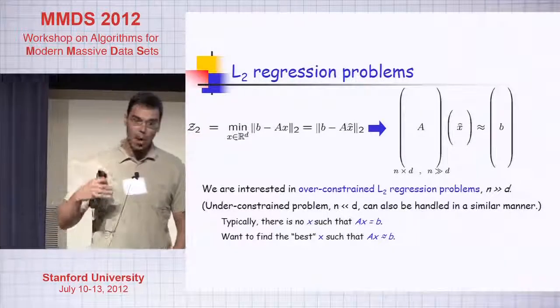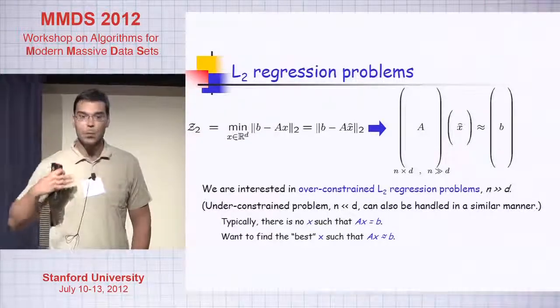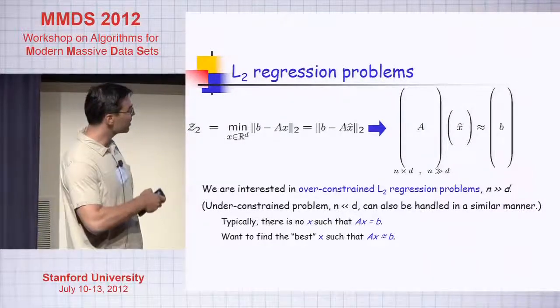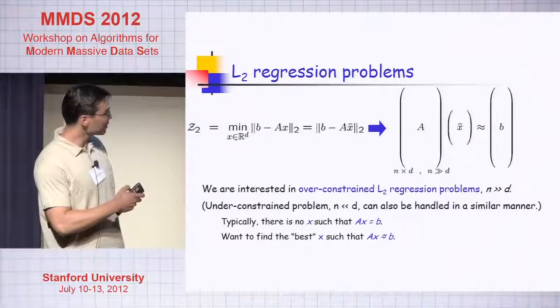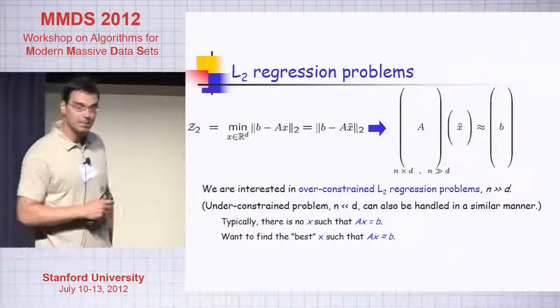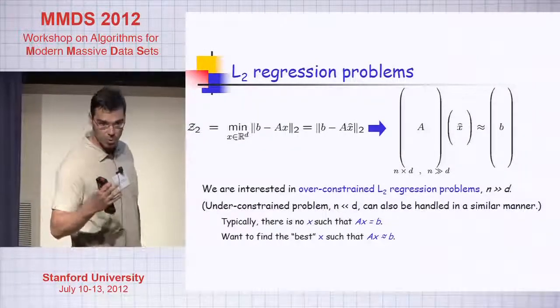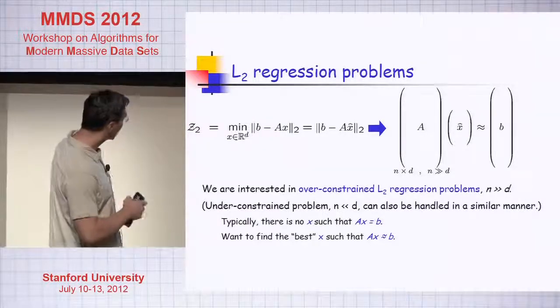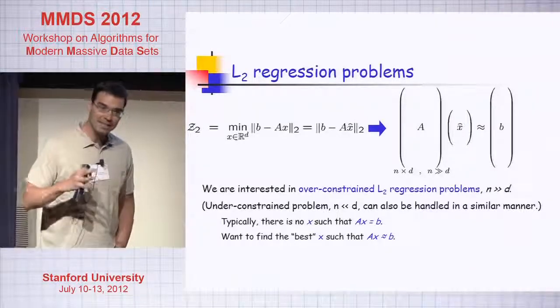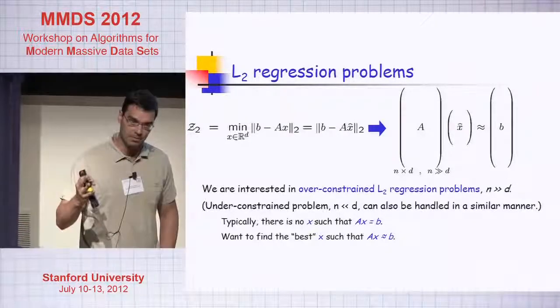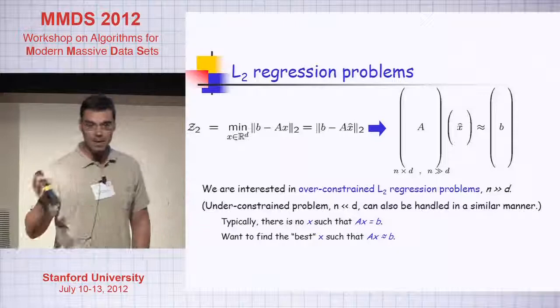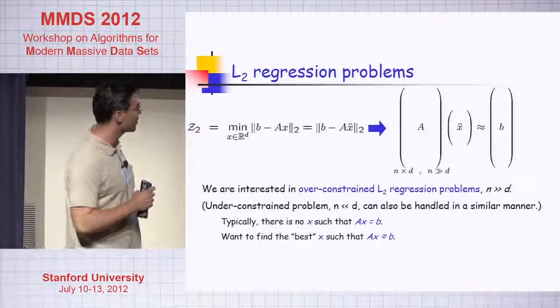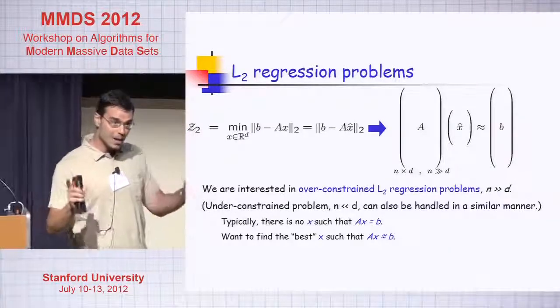I'm going to be looking at the over-constrained case. So I have way more constraints than variables. If you want, in matrix language, if this is an n by d matrix, n is considerably larger than d. Under-constrained can be handled in a very similar way. I'm not going to discuss that, but I'm happy to give pointers offline if somebody's interested. The square case is different.